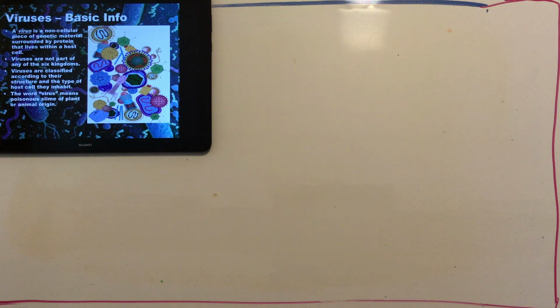And the word virus, etymology coming up again, means poisonous slime of plant or animal origin. So if you look at it, a lot of our viruses come from they mutate and they become transmissible. Means they can be passed on to humans from other animals. I believe the coronavirus that we're now dealing with came from a bat.